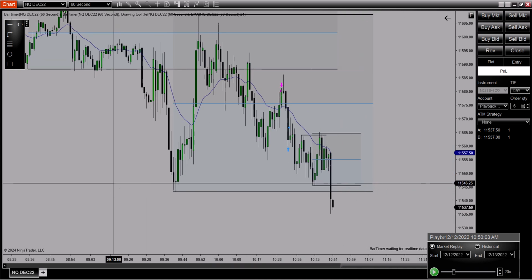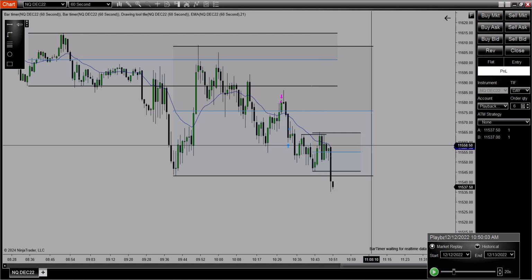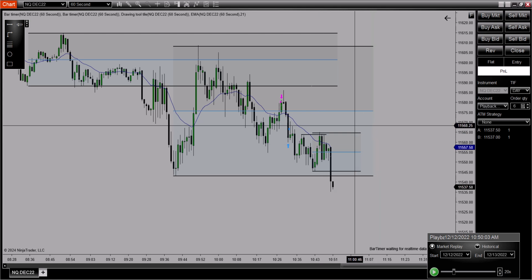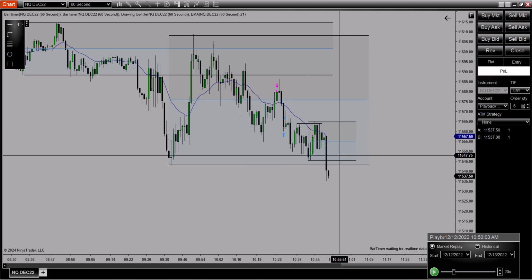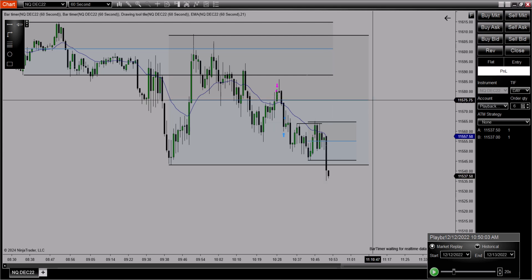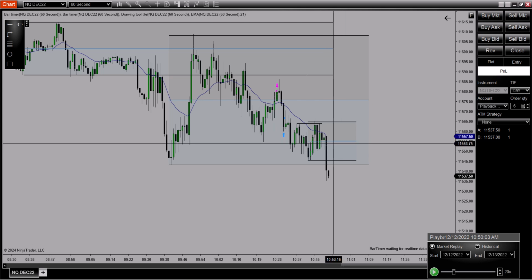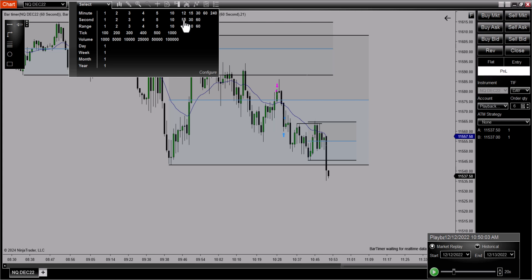So we might see a potential pullback. I'm not sure if it's going to happen here and then pull back, but eventually we're going to see a pullback. So this zone could be liquidated. It could offer a reaction, but let's see what's going to happen. This is also visible on the 1 minute, right?